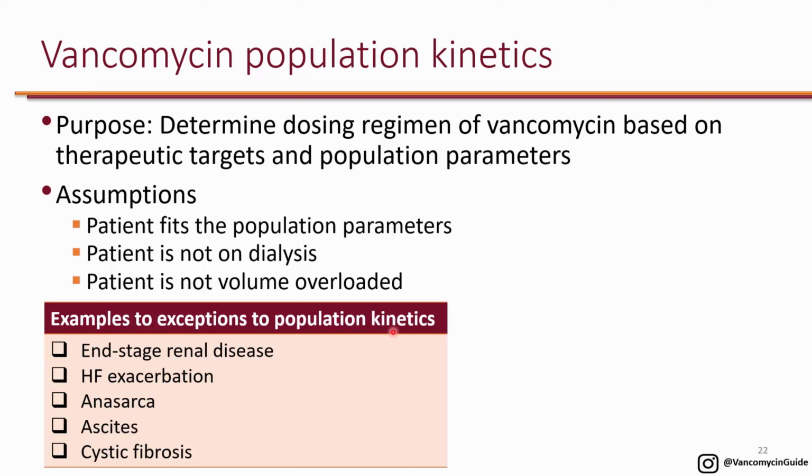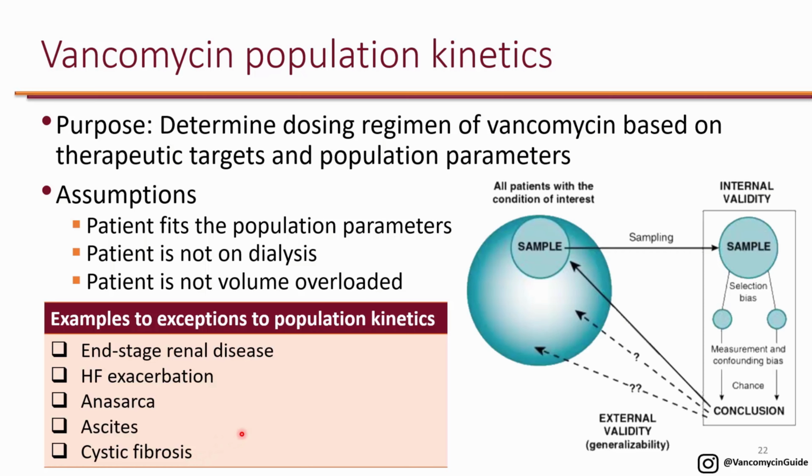So some examples of exceptions to population kinetics include end-stage renal disease. These population kinetics don't apply to end-stage renal disease. They also don't apply to heart failure exacerbation. They do not apply to anasarca, which basically means volume overload in the entire body. Ascites, which happens in patients with cirrhosis, so that's also fluid retention, and cystic fibrosis. So all of these affect the fluid status of the patients, which affects vancomycin volume of distribution.